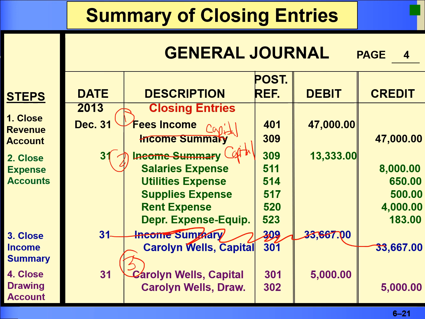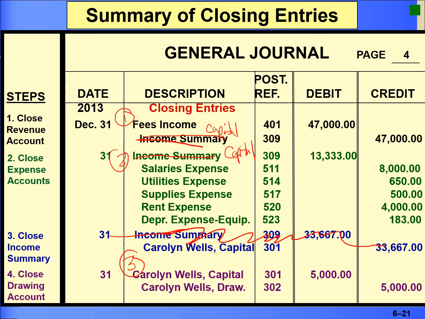Now, it's not that big of a deal. It's not going to matter test-wise either, but there's an alternate way to do this. If you did not want to use the income summary account, you could literally just close everything into capital because ultimately that's where everything's going anyway. So I just wanted to show you there's an alternate way you could do this.